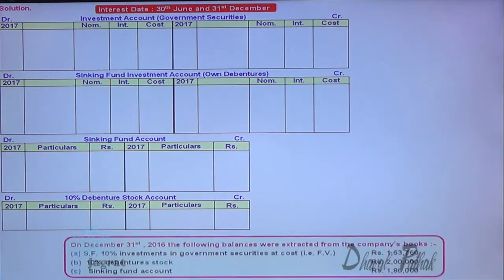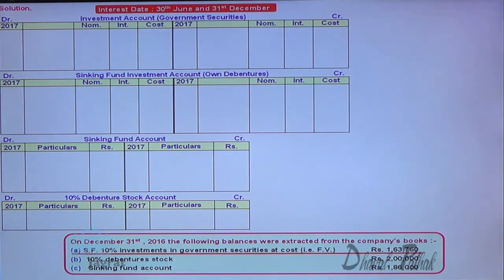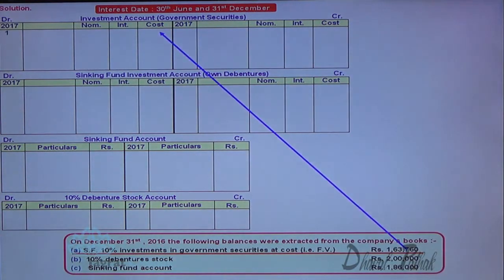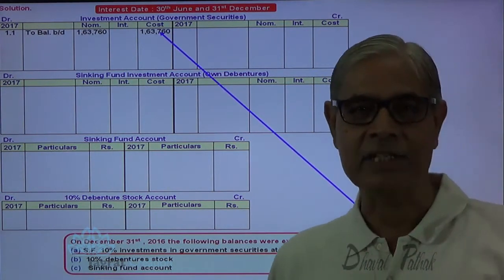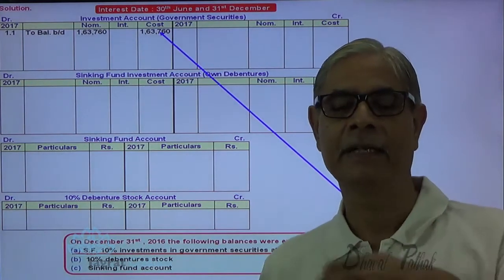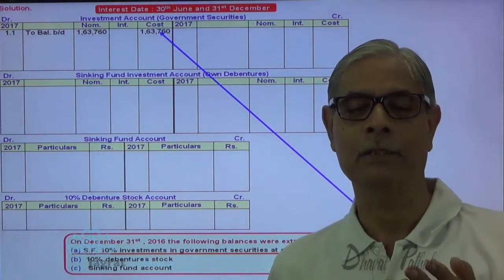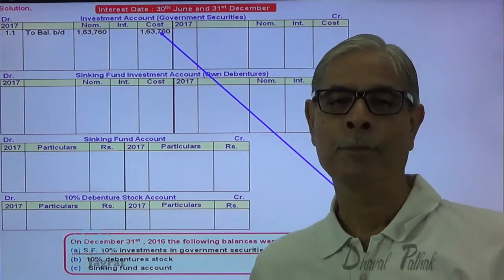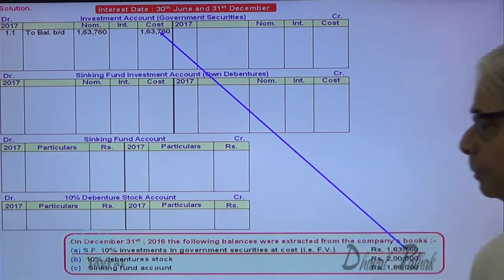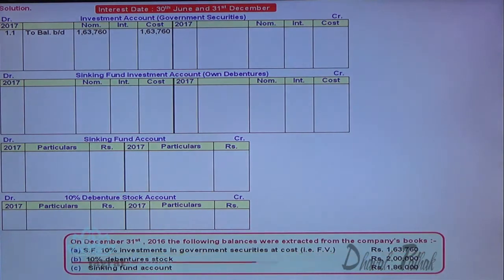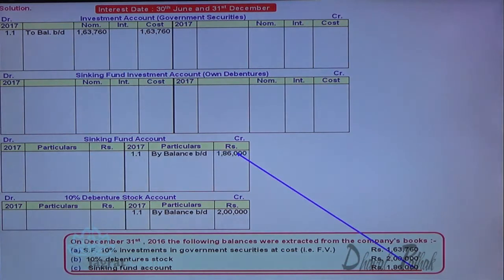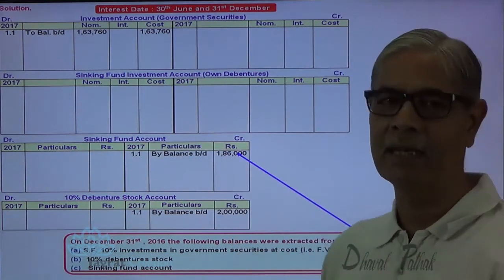Now I am required to write down the opening balances. This is the face value, 1,63,760. So in nominal value, balance, and the cost is also the same. As the interest date, interest period, interest cycle and the accounting period cycle coincide, there is no question of recording the adjustment entry for interest accrued. Debenture stock liability, sinking fund account credit balance. So on 1st of January 2017, opening balances are recorded.